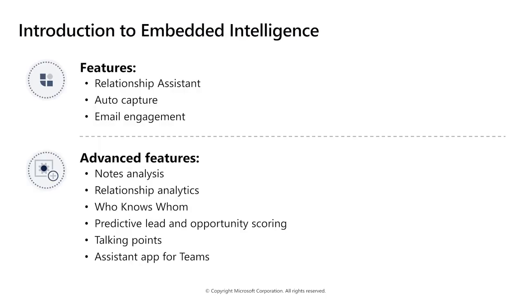Okay, so now let's look at an introduction to the embedded intelligence that we've got with the whole insights area. So some features, we've got our relationship insight, we've got our auto capture, we've got our email engagement, and we've also got some advanced features. So again, we've got notes analytics, relationship analytics, who knows whom, predictive lead and opportunity scoring, talking points, and an assistant app for Teams.